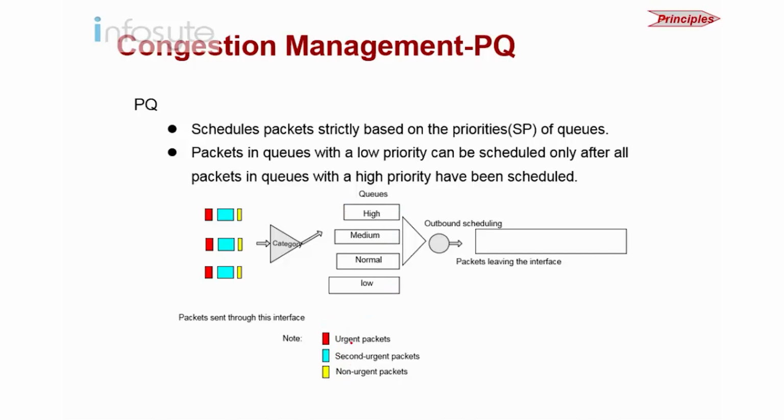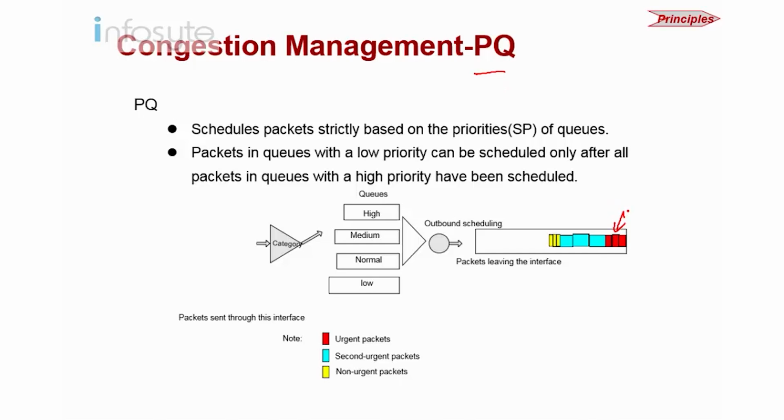Now this is how it actually works. Based on the classification, the yellow is non-urgent, the red is urgent, and there is the second urgent. So the urgent will be scheduled to go out first. Once this is finished, then you go into the second urgent, and finally the non-urgent will be scheduled last to go out. Now this is called priority queuing.